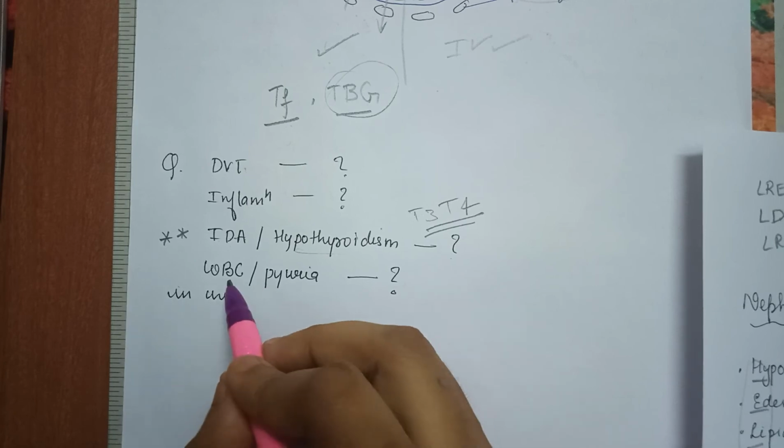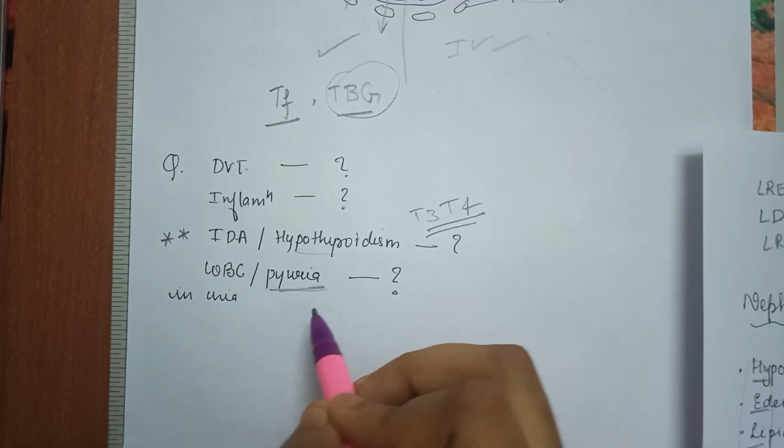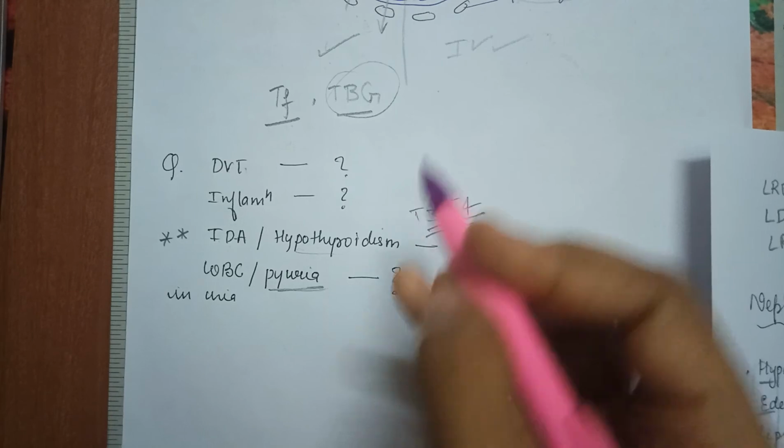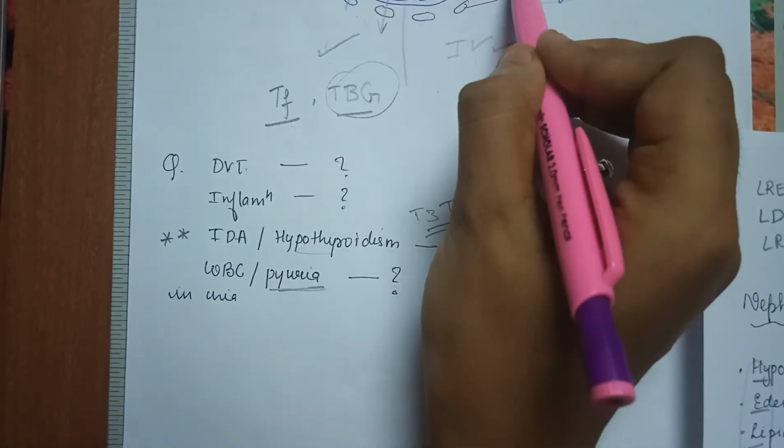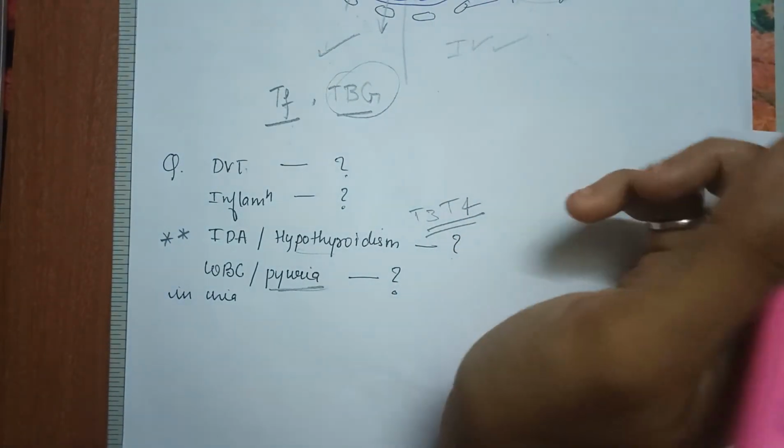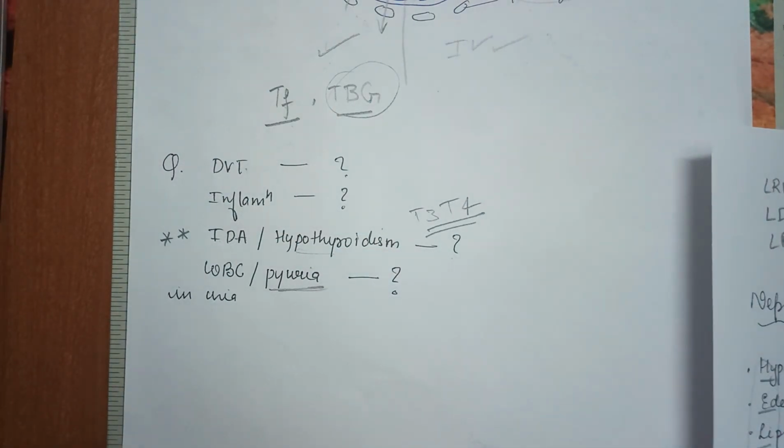The last question is WBC in urine, or pyuria. I told you in this there is not only loss of RBC, there is even loss of WBCs. Therefore this is seen in nephritic syndrome.